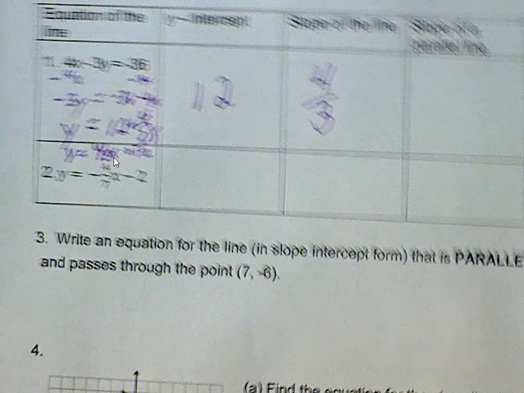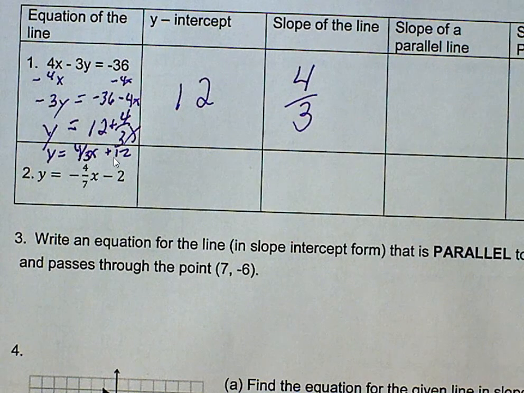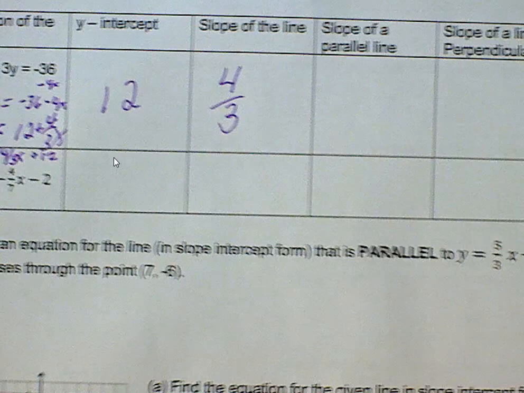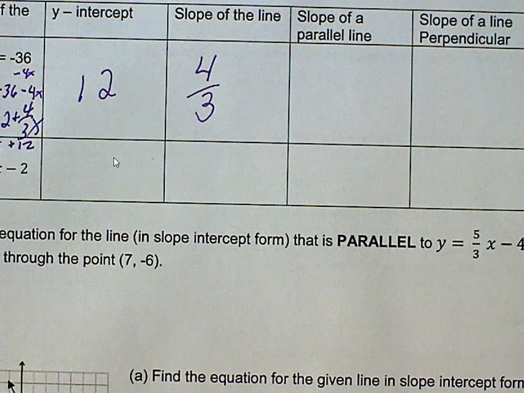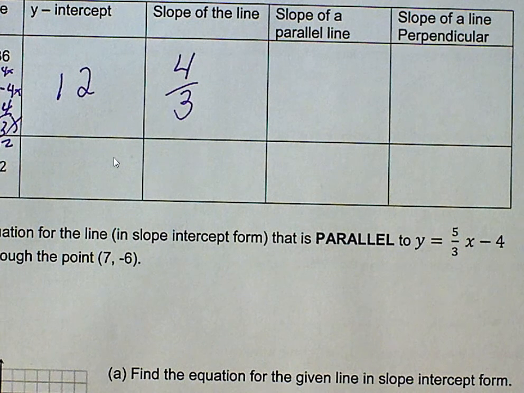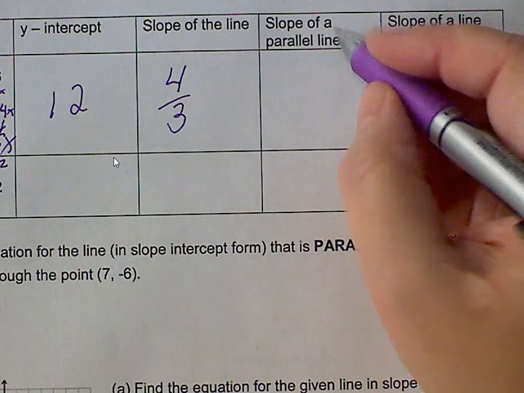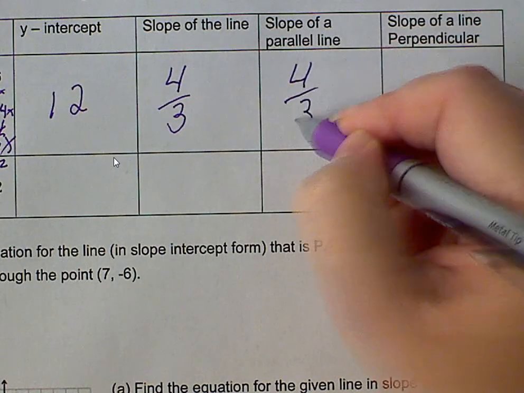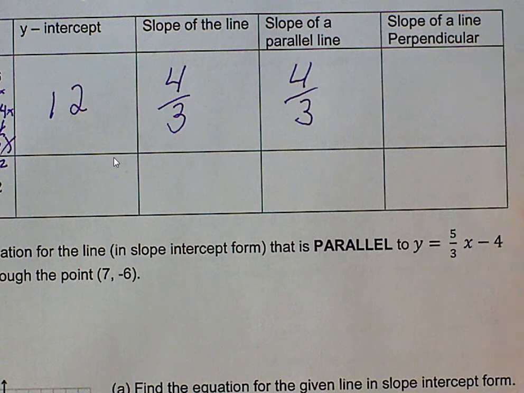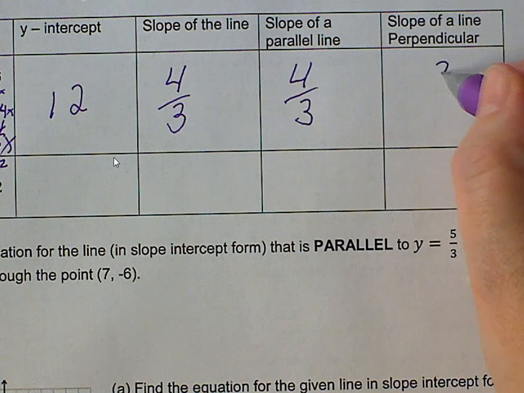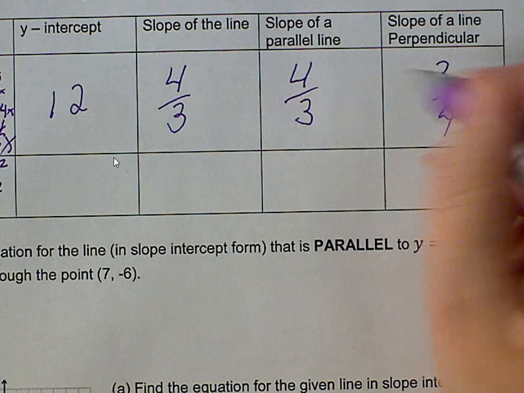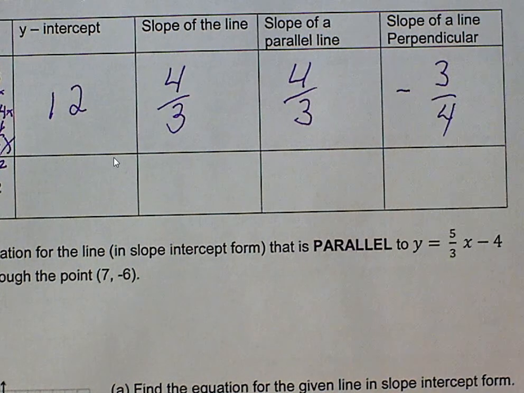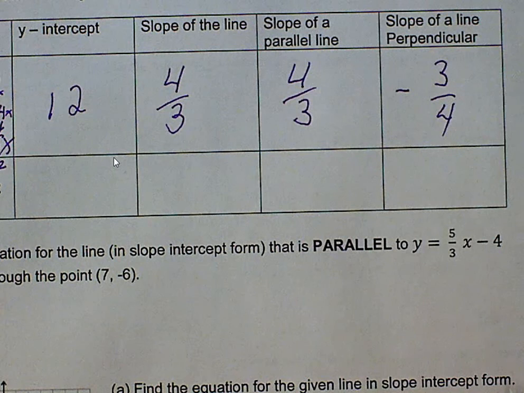Class, parallel slopes have the same slope. So we know that parallel slopes are the same and perpendicular are just flip the fraction, change the sign. All right. So slope 4/3 because it's the same, and then perpendicular would be 3/4, flipping the fraction and change that sign. So it's a negative 3/4. Questions on the first one?